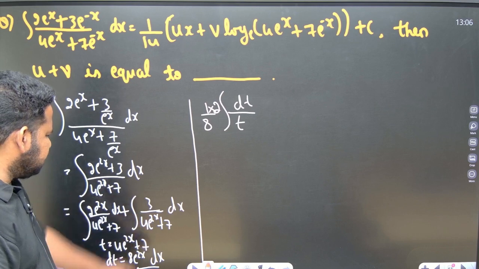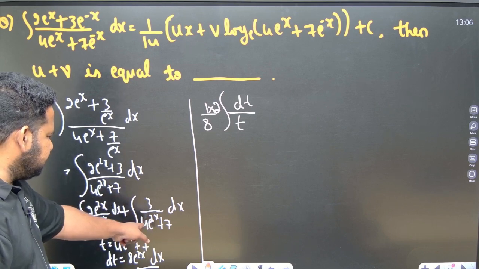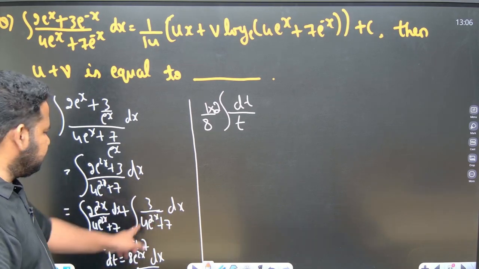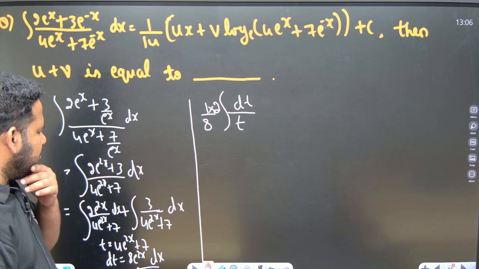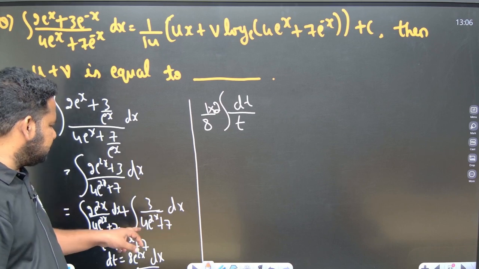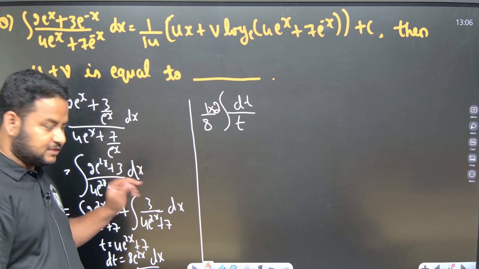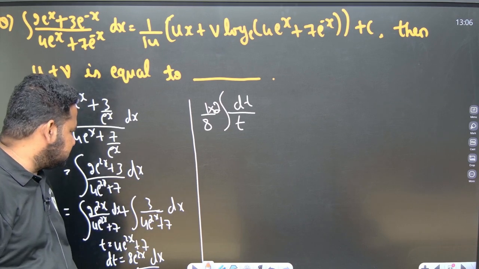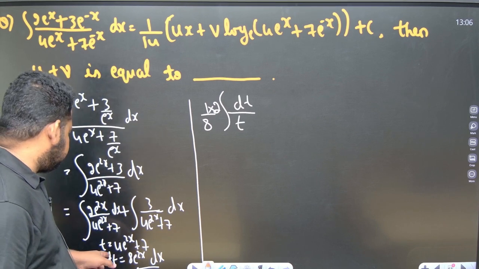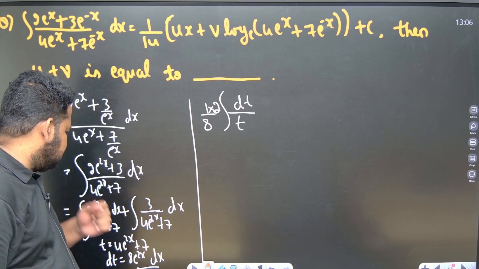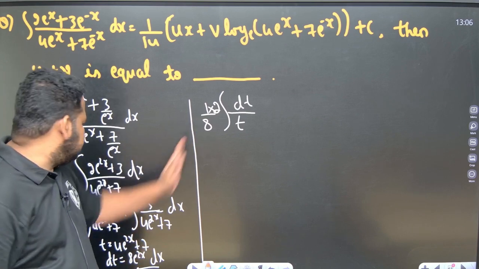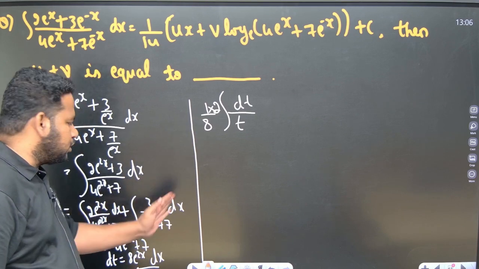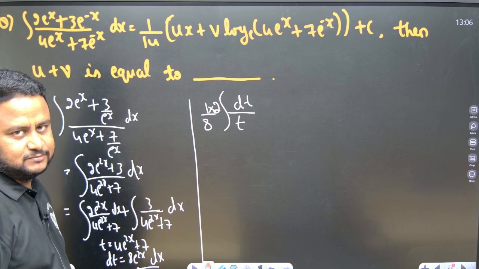What about this one? 3 by 4 into e power 2x plus 7, dx. How to solve this question? Here I am stuck. If I take t equal to this much, I will get 8 into e power 2x. So definitely the first function I can solve easily. What about this function? How to solve it?